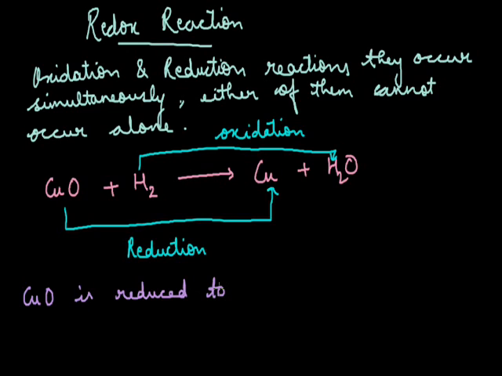It is reduced to copper. And the one which is reducing it to copper is known as the reducing agent. So here hydrogen is the reducing agent, as it is the reason for the reduction of copper oxide. So in this case we will say that copper oxide is reduced to copper and H2, that is hydrogen, is oxidized to water.